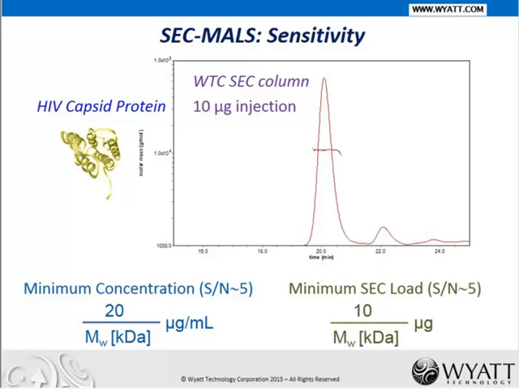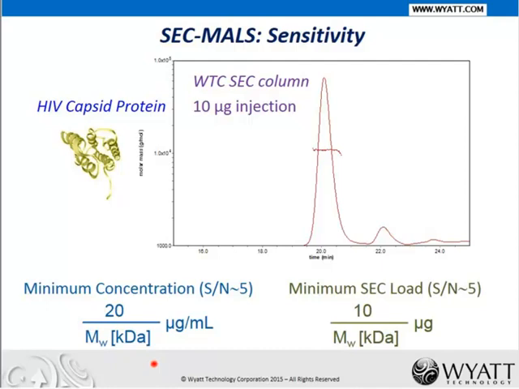We have an example of HIV capsid protein here, with molecular weight around 10 kilodalton. We only needed 10 microgram injection to get a very nice data quality for accurate molecular weight measurements. So I often use this formula to estimate the minimum concentration needed at the MALS flow cell.